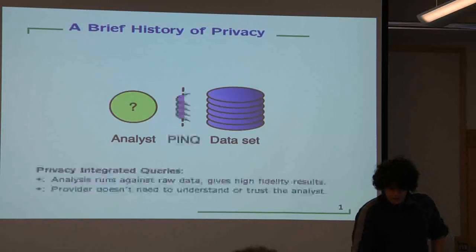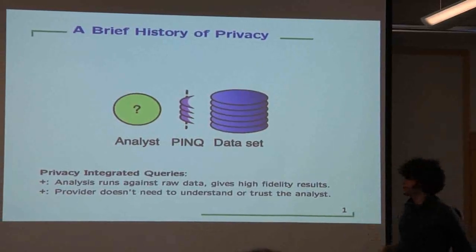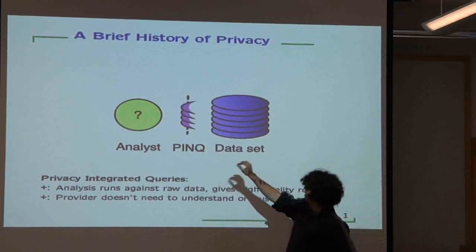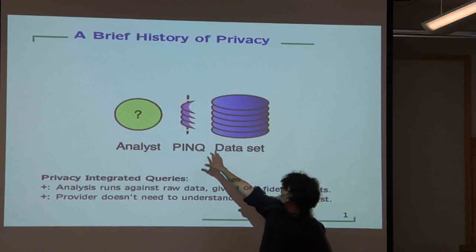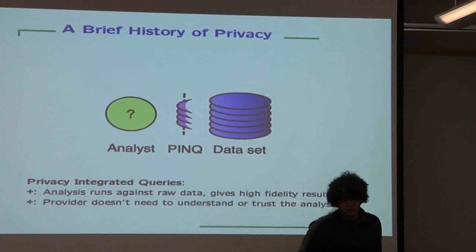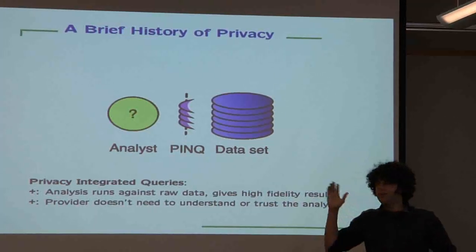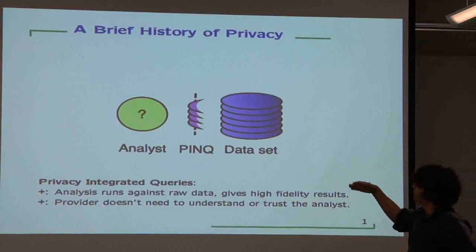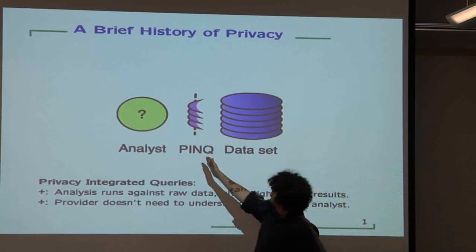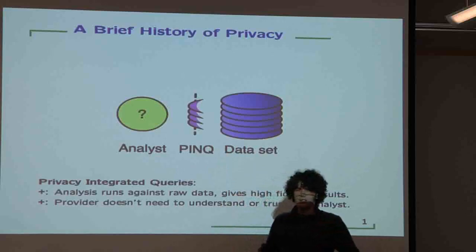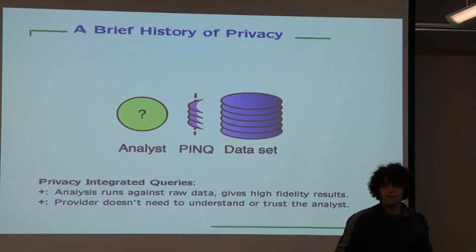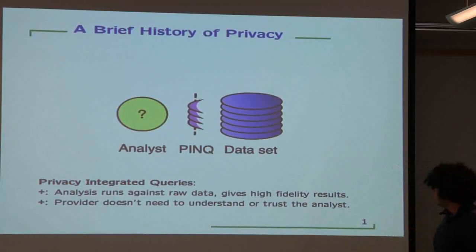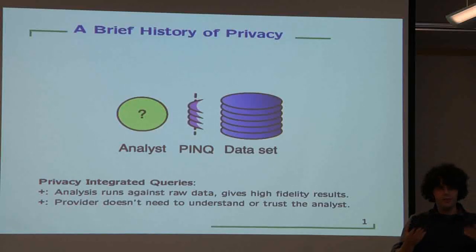So the idea is we're going to introduce a new principle into the picture. Instead of just an analyst and a data set, we're going to introduce an intermediary who's going to have two roles. The intermediary is going to play the role of the data set. They're going to expose an interface which looks just like a data set, and the analyst is going to get to interact with it just as if it were a data set, and get results back as if they were interacting with the real data set.